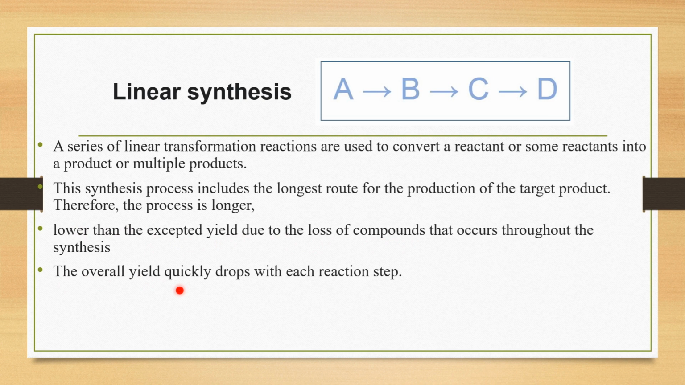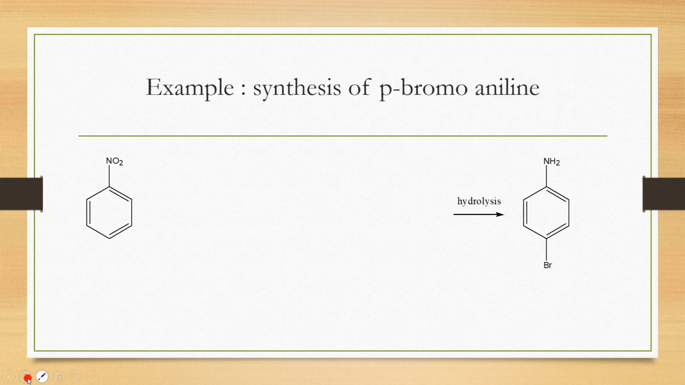Suppose you have started with 100 grams of the reactant A, there are chances that only 20 grams of the product D will be obtained. So what has happened to 80% of the product? It has been wasted, it has been lost. So definitely linear synthesis is avoided, but of course if there are no options then we have to go for that.